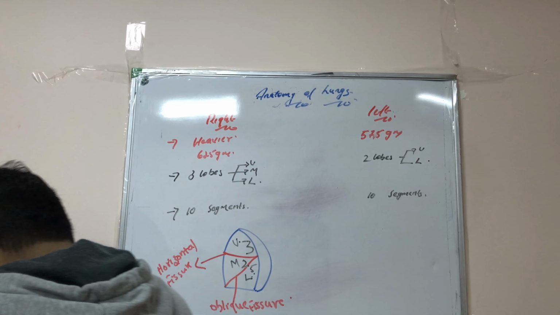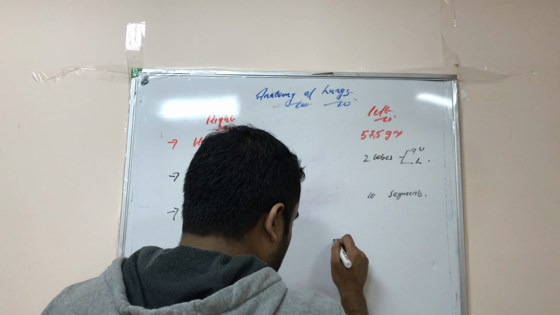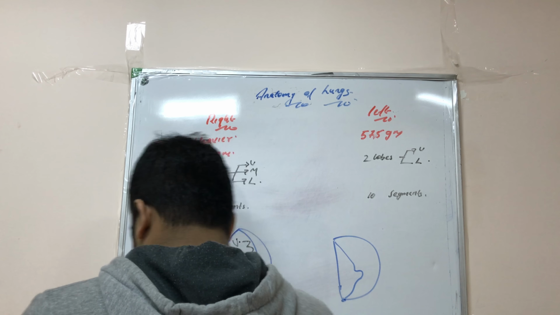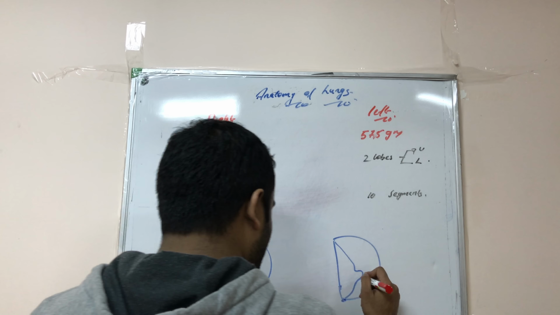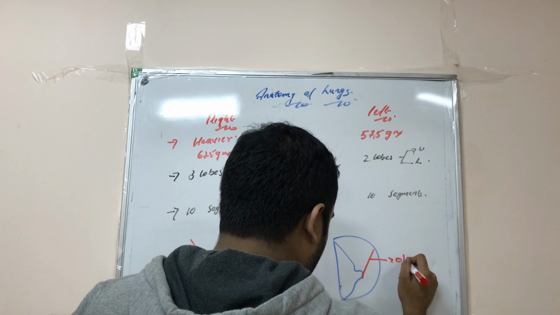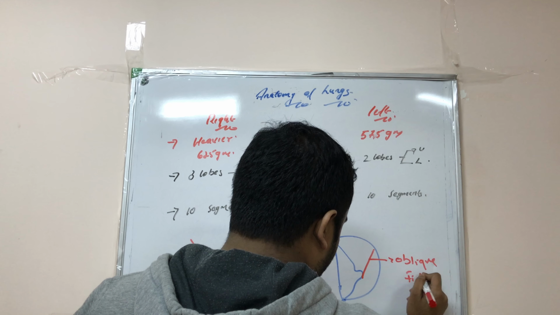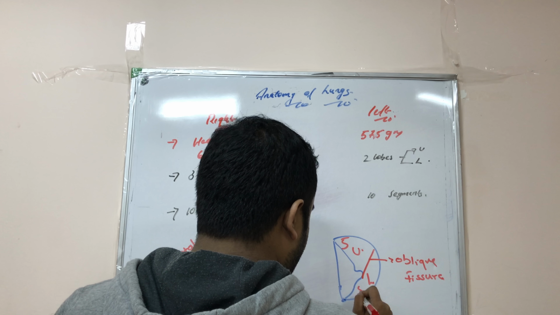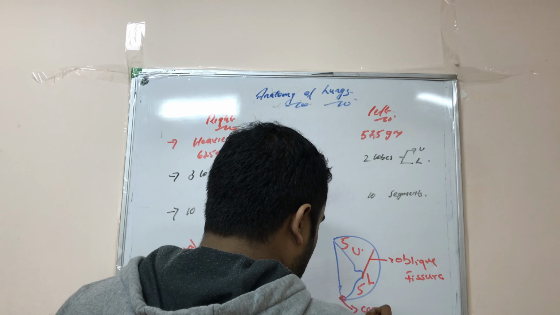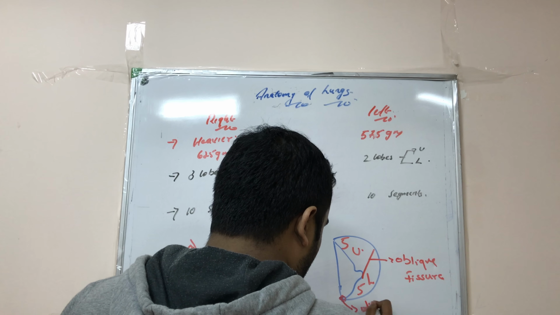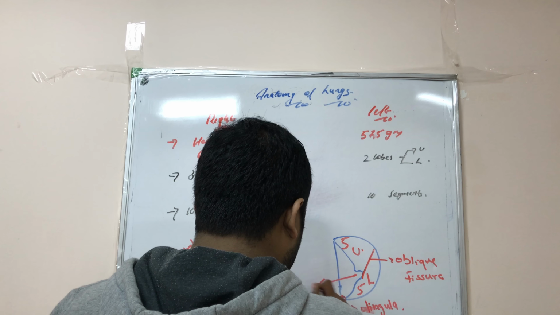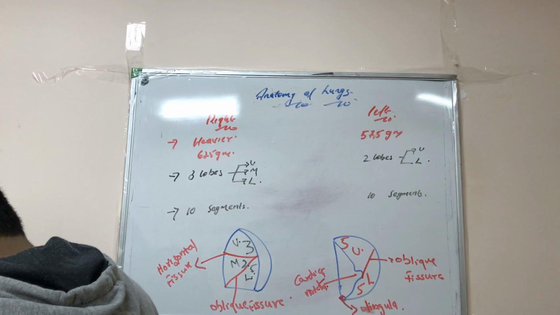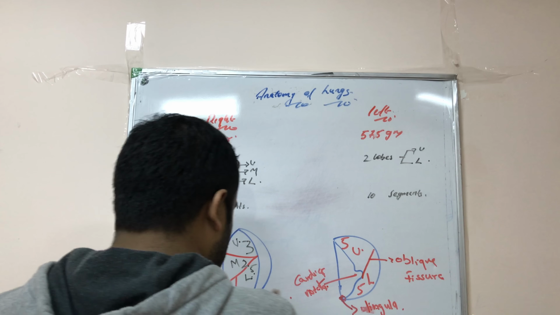The same way for the left lung, just assume this as the heart. I'm repeating, this is not the correct structure. This is again the oblique fissure dividing the upper lobe and lower lobe. Each lobe contains 5 segments. This is known as the lingula, and this notch is known as the cardiac notch.